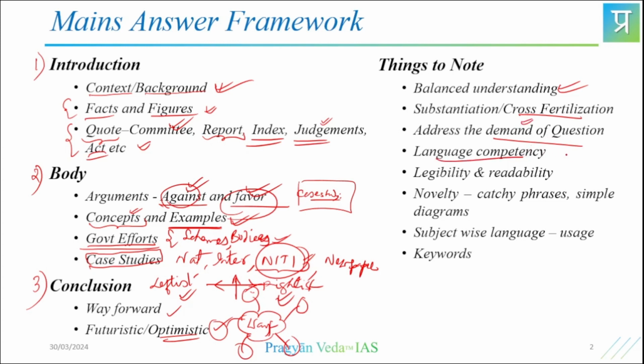And language competency, a decent language, mostly a bureaucratic language, right? Various keywords of every subject, if we can remember and sprinkle, then that becomes a good presentation. Legibility and readability, we should not write some very hi-fi English vocabulary. It is good to have some keywords pertinent to that particular subject, but do not make it too complex. Readable, legible, simple. They say, no, KISS formula, keep it simple, stupid, like that.